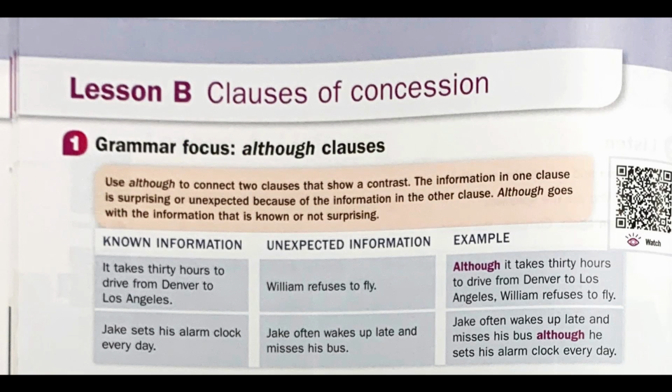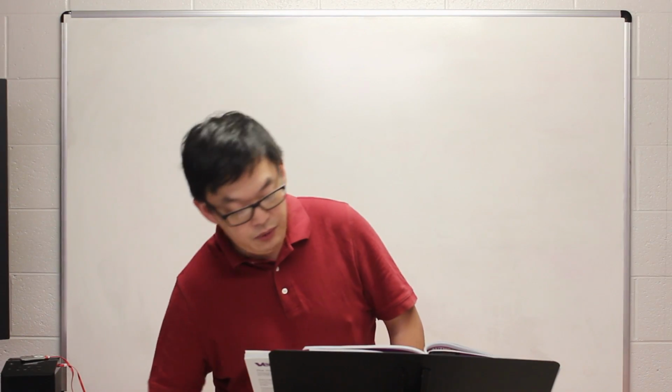In the orange box, look what you see. Use although to connect two clauses that show a contrast, different things. The information in one clause is surprising or unexpected because of the information in the other clause. Although goes with the information that is known or not surprising. Okay? So today we are talking about clauses of concession.